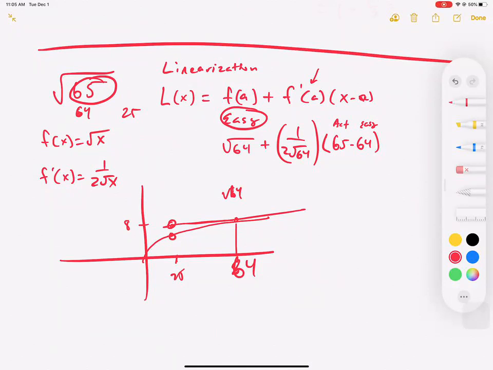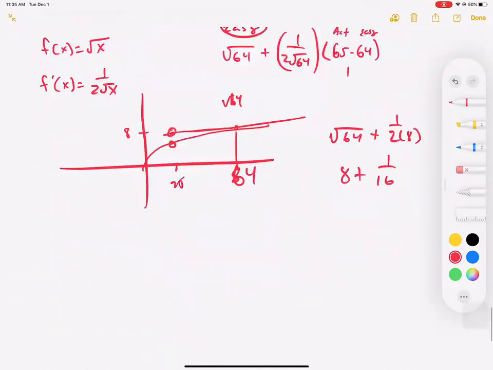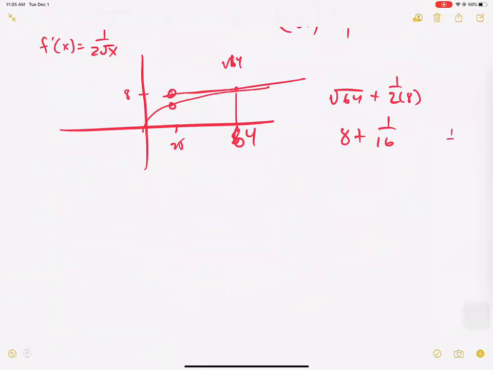Okay. Let's go ahead and finish this. So the square root of 64 plus 1 over 2. This is 1, right? 65 minus 64 is 1. So 1 over square root of 8. And so it'll be 8 plus 1 over 16. Now, you would need a calculator for this, unless you know what that is. So like half is 0.5. 1/4 is 0.25. 1/8 is 0.125. And 1 over 16 is 0.0625. So 8.0625.